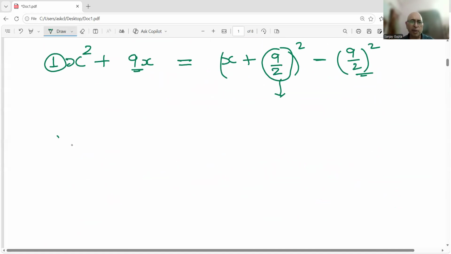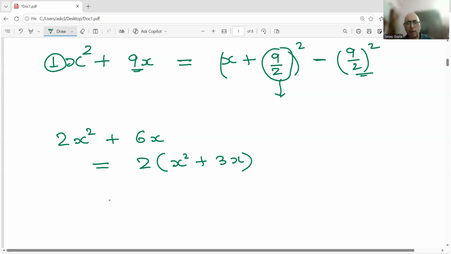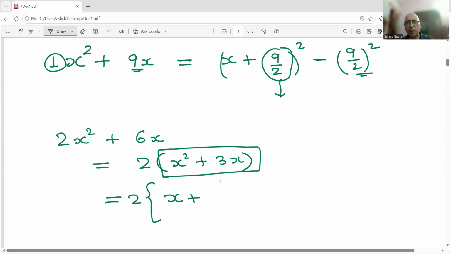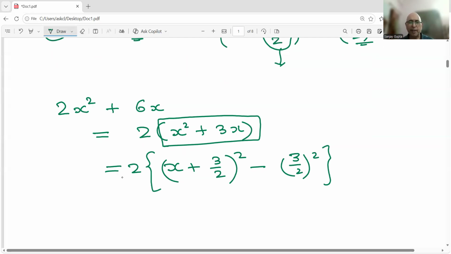Now let us say if I have a question where the x squared coefficient is not 1. What can be done? I can take this 2 outside and make the coefficient of x squared as 1. Is that right? Now I can apply the completed square form on this. This is going to be x plus, the coefficient of x is 3, so I will do (3 by 2) whole square minus the square of 3 by 2. Is that right? And then we can just expand it again.